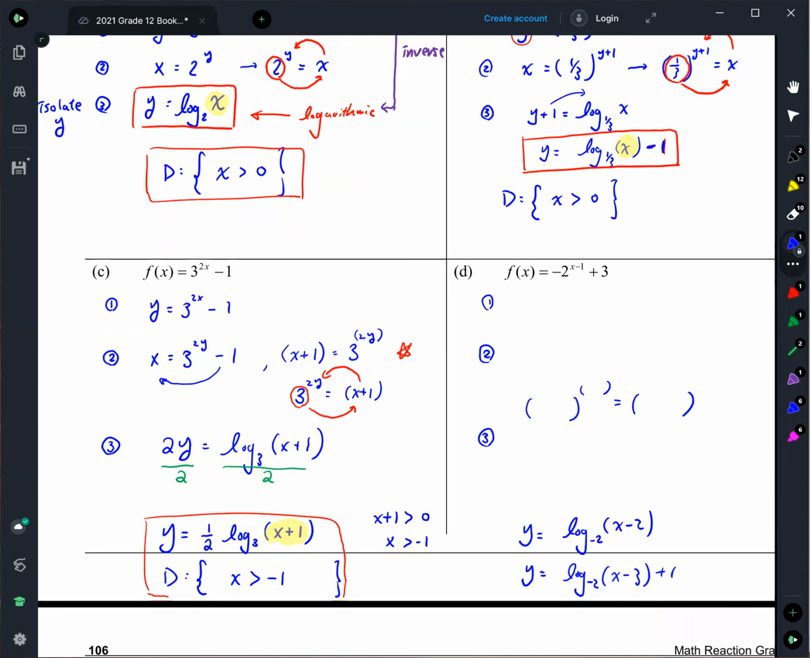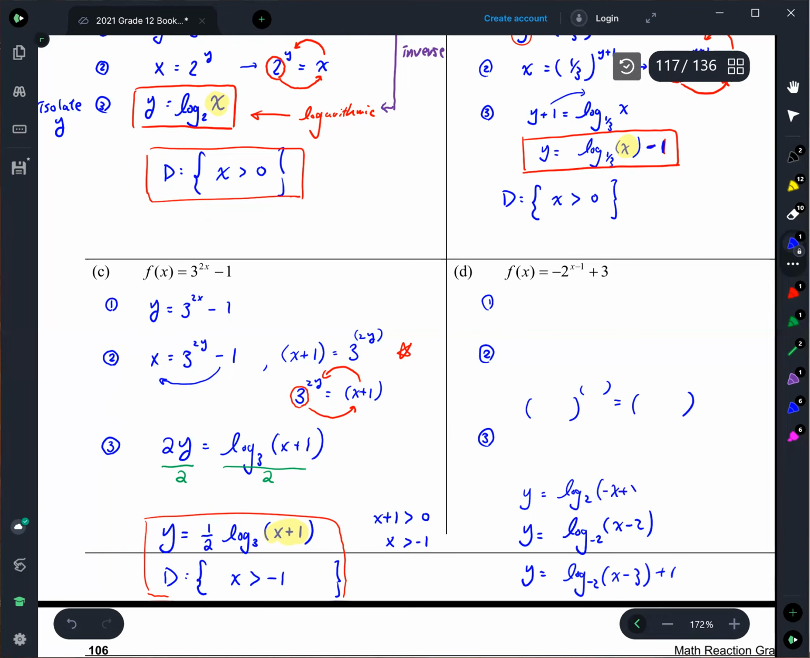Anyone else got different things? Philip, what do you have? I got y equals log base 2 of negative x plus 3 in brackets, plus 1. Okay. And Jenny, anything different than the list? No, I got the same as the second one. Second one. Okay.